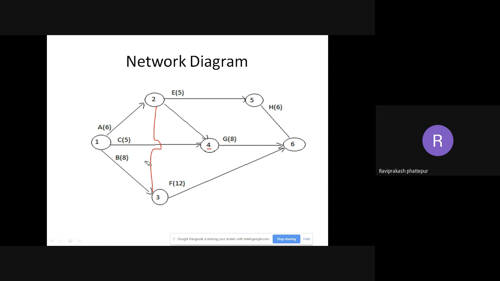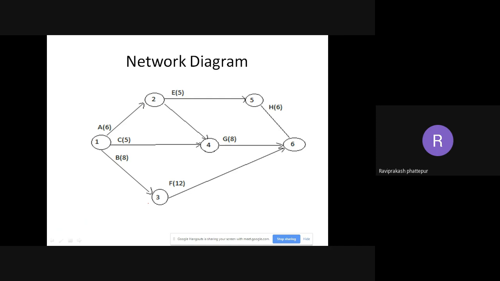Okay, this particular thing what you did, you can do that as well, but it will be not looking that good. Plus, if you want to do something, it will be very difficult, because later on you need to do the forward pass and the backward pass. Then after that, ES, EF, all those things you need to write. Then find out the critical path. So it will be very difficult for you.